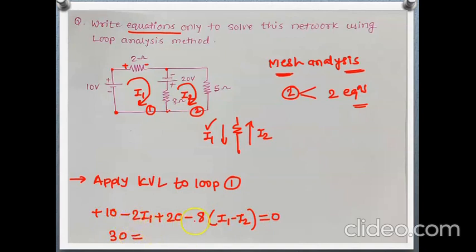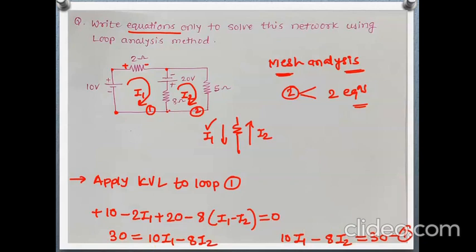Then this 10 and this 20 equals 30, equals this minus 2 I1 and this minus 8 I1 will be 10 I1, and this minus minus will be plus. On the right side, when we take it, it will become minus 8 I2. That means now our equation 1 will be 10 I1 minus 8 I2 equals 30. This is equation 1 of loop 1.